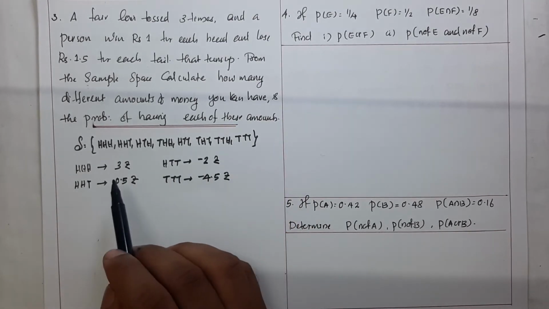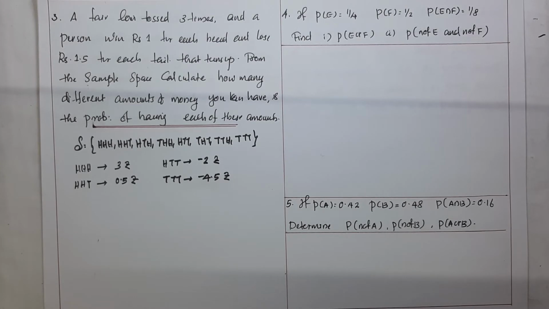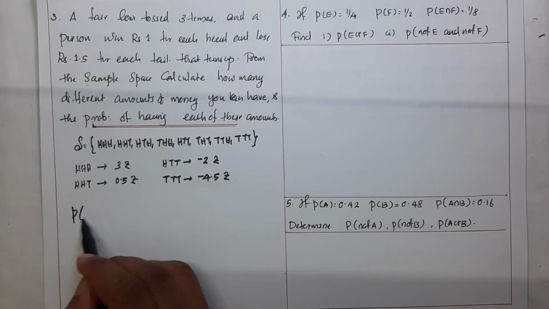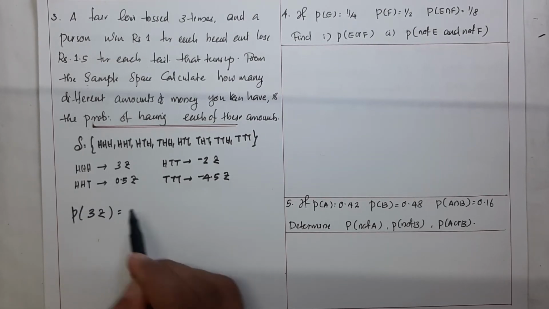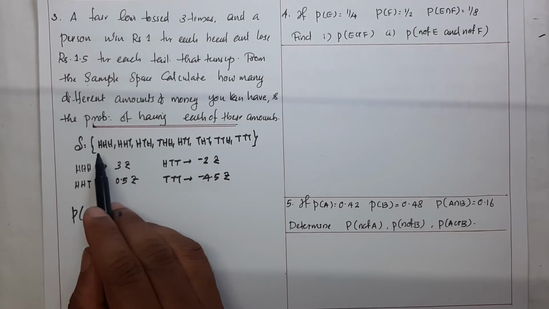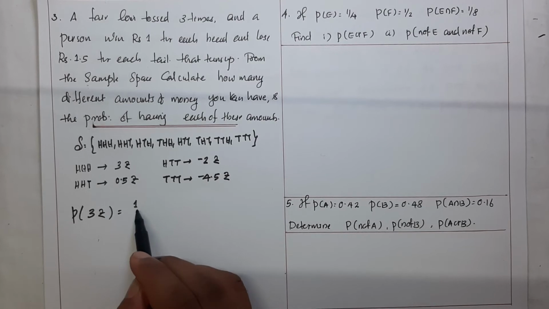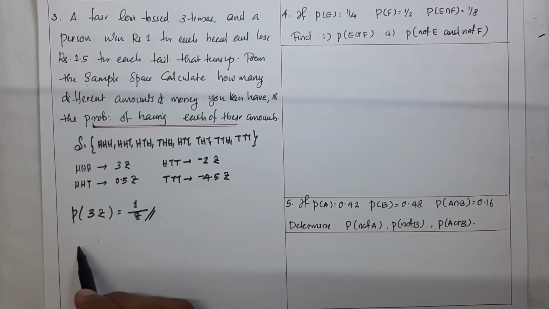So the amount set is: if you get 3 heads, you get 3 rupees gain. 2 heads and 1 tail, you get 0.5 rupees. 1 head and 2 tails, you get minus 2 rupees loss. And if you get 3 tails, he loses, minus 4.5. Now we find the probability of these amounts. The probability of getting 3 rupees is equal to, only one element which contains H, H, H. There is only one element, that is 1 divided by the total outcomes, 8.